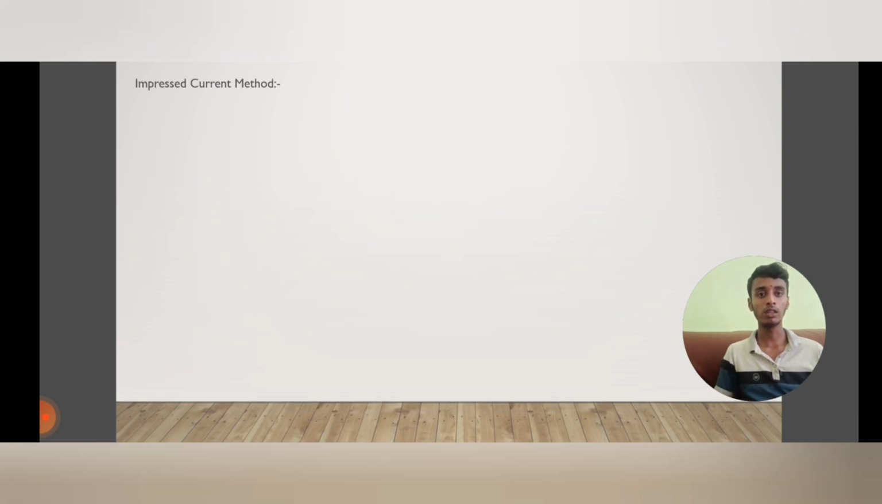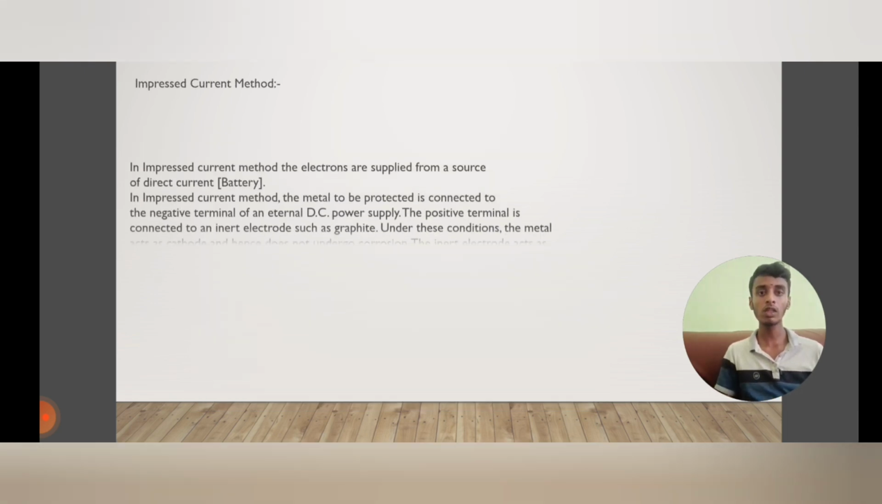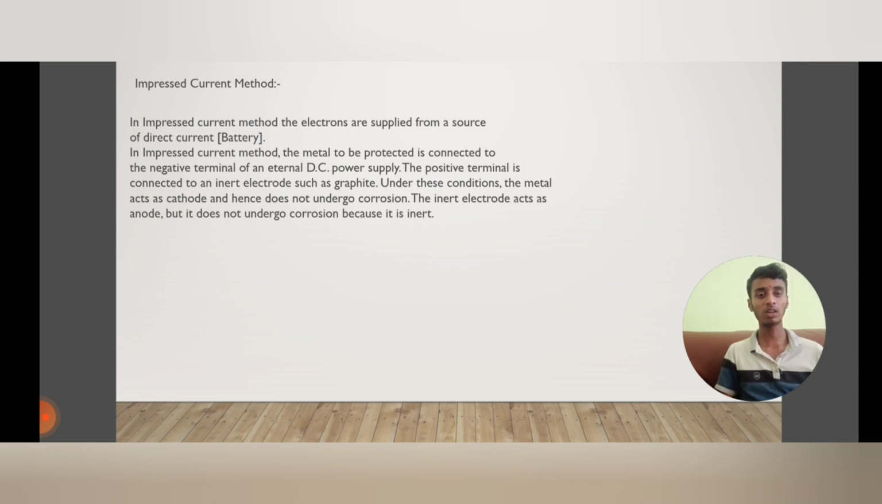And another is the impressed current method. What is the impressed current method? The impressed current method is the direct supply of electrons to the metal by direct current. In this method, the metal to be protected is connected to the negative terminal of the DC power supply. The positive terminal is connected to an inert electrode such as graphite. Here graphite acts as an anode, and the graphite gets corroded and the parent metal does not get corroded. You can see this in the diagram.